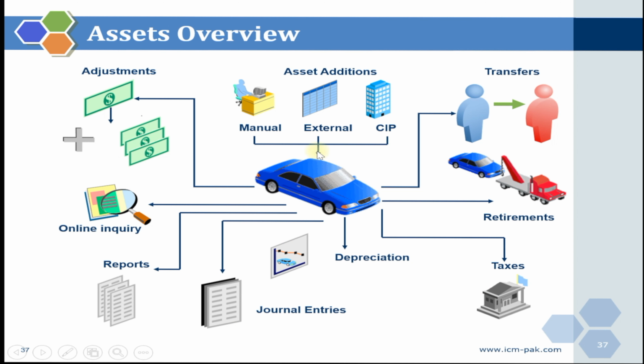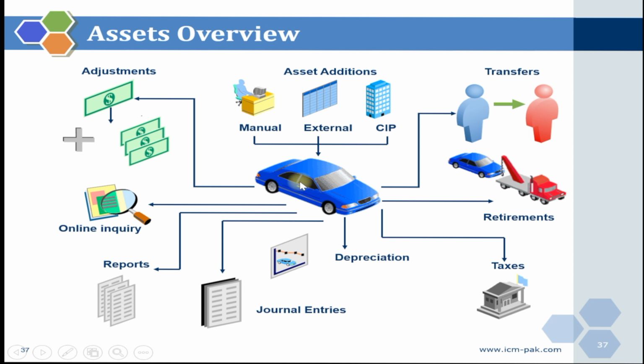Once you are working on the fixed assets module, you will be having something called asset. For example, we have a car. On the car or on any asset, what operations can we do? For the asset, we can do additions. We can add assets manually in the fixed assets module. We can add external assets, which can be coming from other modules, like from the payable invoices, or we can have assets from the CIP, capital in progress. So there are three ways to add assets in the fixed assets module.